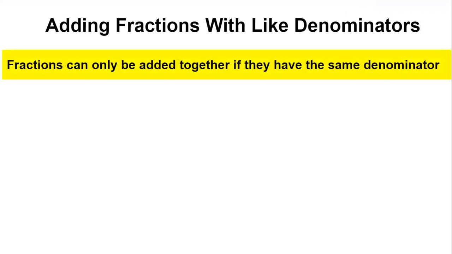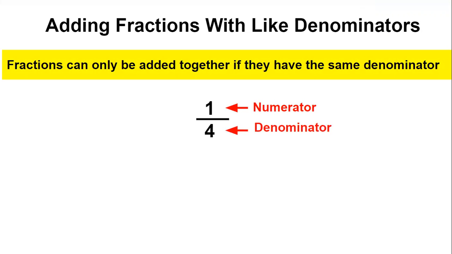So, adding fractions with like denominators, or the same denominators. Note that fractions can only be added together if they have the same denominator. If they don't have the same denominator, we're going to learn about that in our next lesson. You may also remember this a little bit from 5th grade. So here's a fraction, 1/4. What do I mean by the numerator and the denominator? Well, the numerator is the top number in the fraction. The denominator is the bottom number in a fraction.